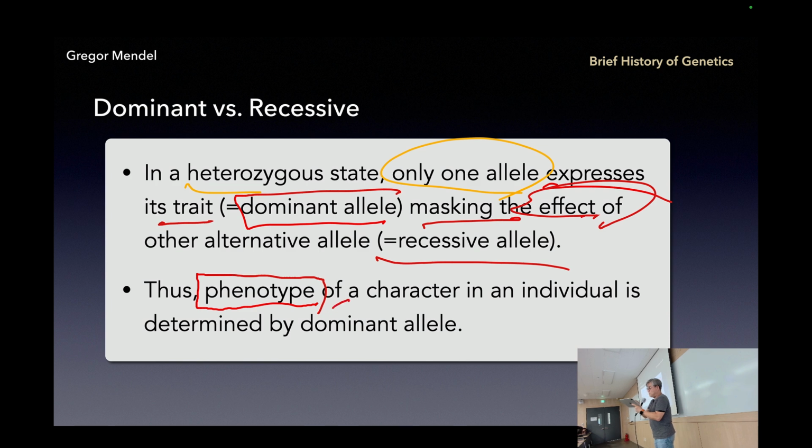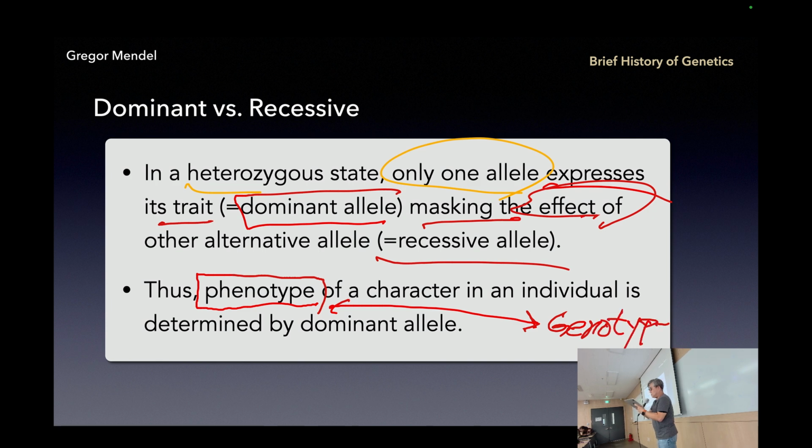The opposite term of phenotype would be genotype. Genotype is the actual makeup of the genes, but in many cases it can be hidden. As an outside observer, we cannot detect the genotype. What we can detect is only the phenotype, the trait a certain character gives to you. So that's the phenotype.